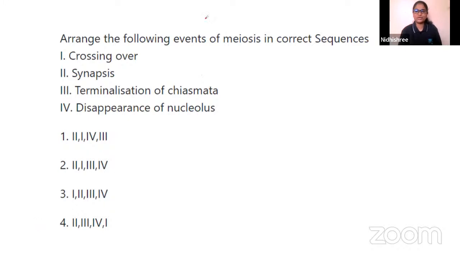Arrange the following events of meiosis in correct sequences. Crossing over, synapses, terminalization of chiasmata, disappearance of nucleolus. Options are here. Tell me the answer, guys. Who is going to answer this quickly? Yes.